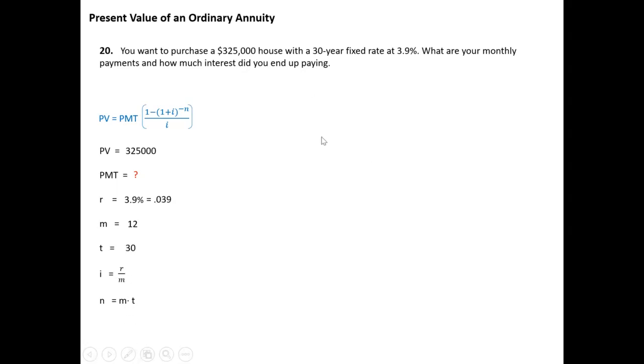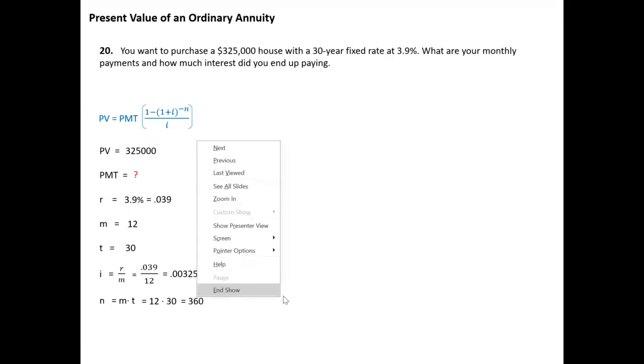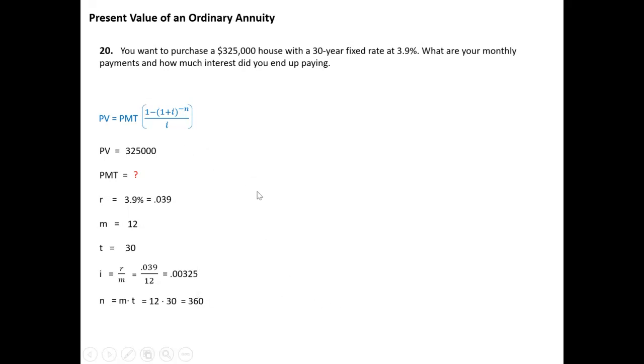The time is 30 years. So the I will be R divided by M, 0.039 divided by 12, to give us 0.00325. And the M will give us M times T, which is 12 times 30, giving us 360. So you're going to make 360 equal payments. But how much are the payments? That's what we're going to find out.